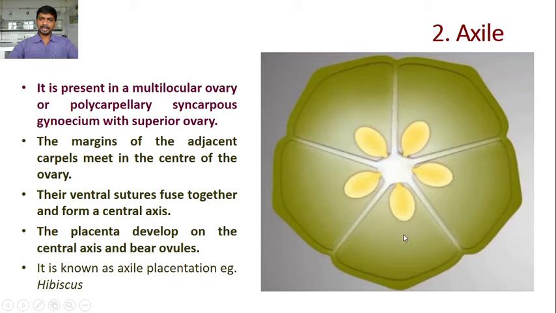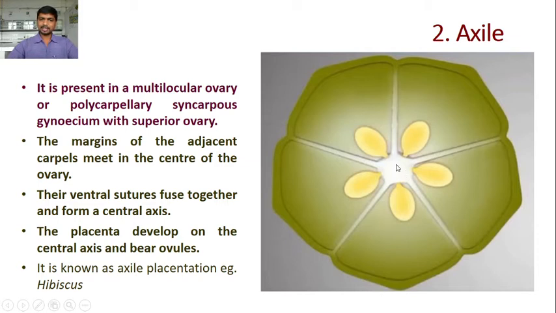Superior ovary, superior. Here the gynoecium is present above the other floral whorls. The ovary is superior. Syncarpous means these carpels are united. It produces many locule compartments, so it is multilocular. The margins of the adjacent carpels meet in the center of the ovary. Suppose this is one carpel, its margin meets at the center. Similarly, the other carpels also behave like this. So the margins of the carpels meet at the center.